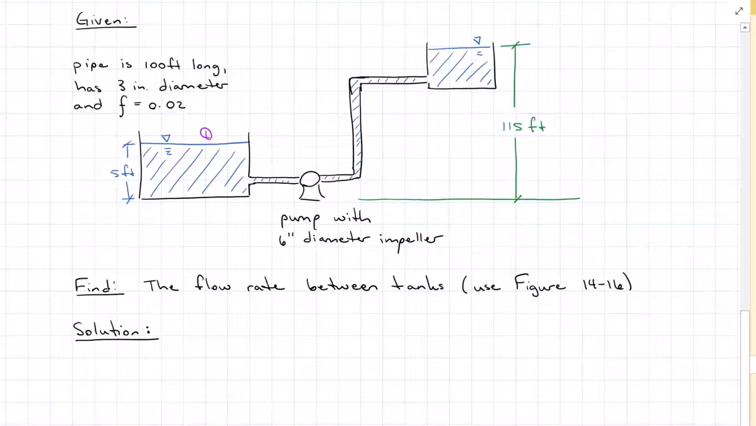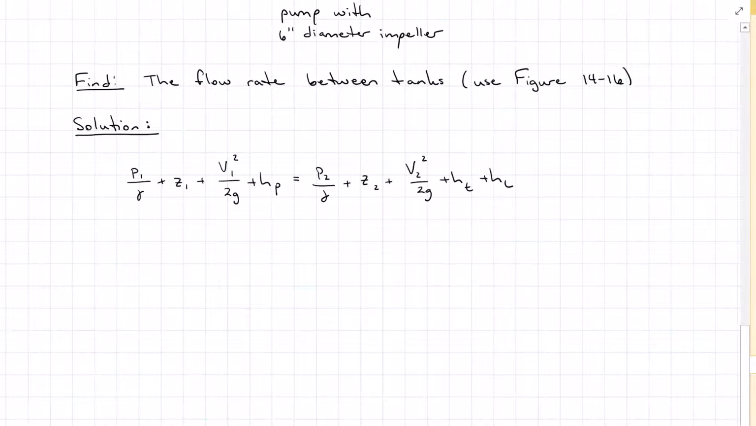So we'll call this tank 1 and this tank 2. Both of the tanks are open to the atmosphere, so our pressure is going to be 0. Both of them are reservoir tanks, so I'm not going to have any velocity. I do not have a turbine. And if we set the datum at the top of tank 1's water elevation, then that puts Z2 at 110 feet.